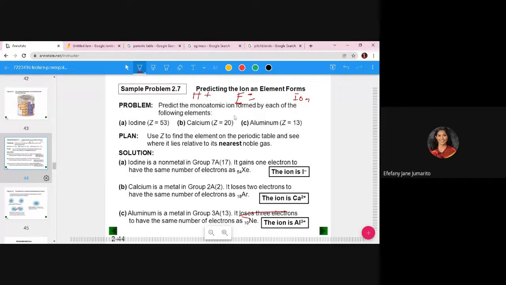Predict the monoatomic ion formed by each of the following elements. Okay, iodine. What is the charge of iodine?